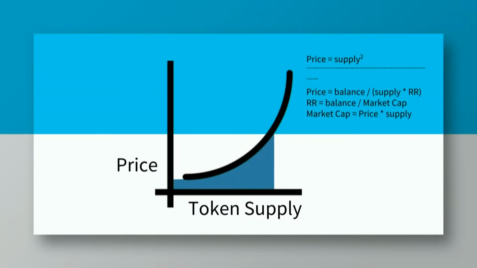Another implementation is from Bancor, and that uses something called a reserve ratio or a connector weight. So under that line, you can see price is defined as balance divided by supply times reserve ratio. The reserve ratio is the balance divided by the market cap, and the market cap is the price times supply. So those are the two different paradigms of thinking about this.